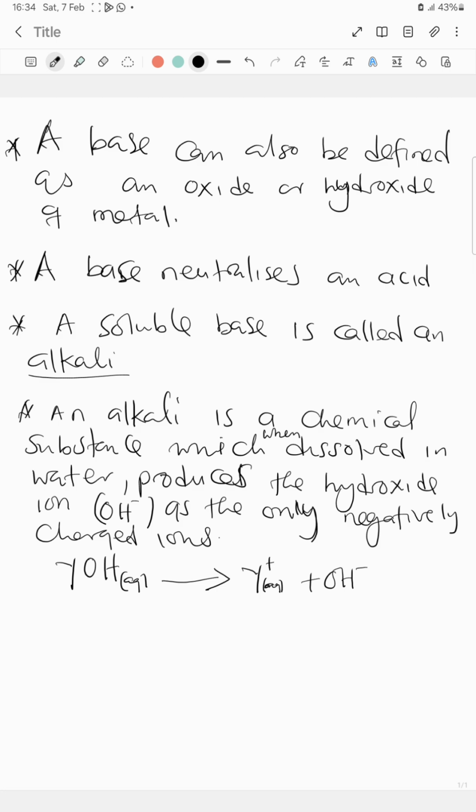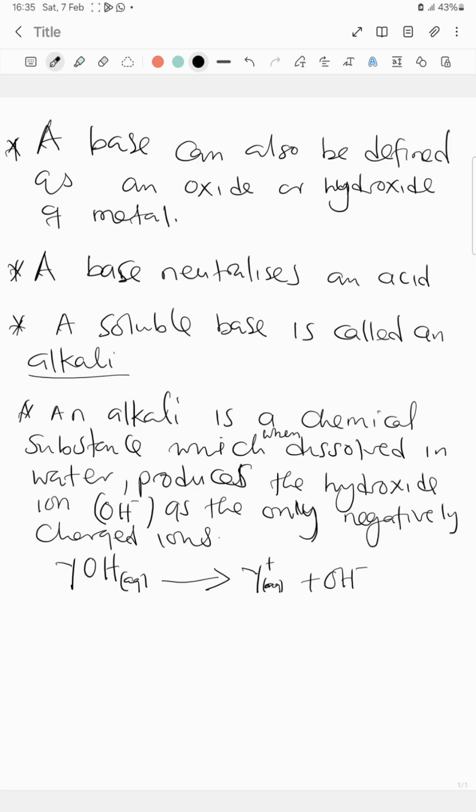So we have Y hydroxide. Remember we said that Y represents a metal or ammonium. So now when it ionizes in water, it will produce Y to be positive and OH to be negatively charged. That's what it means there. So we are saying that the OH will be the only one which will be negative. Whatever will be combined with OH will always be positive.